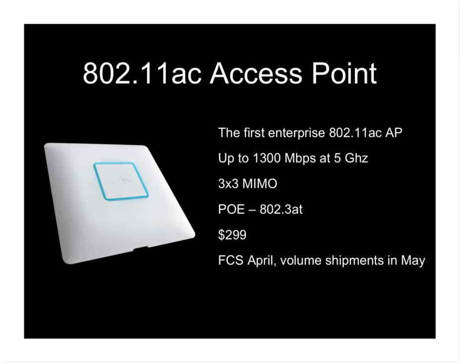Okay, so this slide is pretty self-explanatory. We just started shipping the new 802.11ac access point. You're probably familiar with this already. I just received mine today, so I'm pretty excited to set it up. As it mentions, up to 1,300 megabits per second in the 5 gigahertz band. It is 3x3 MIMO, does support the 802.3at PoE standard, and is under $300. And it's shipping, so get your orders in.